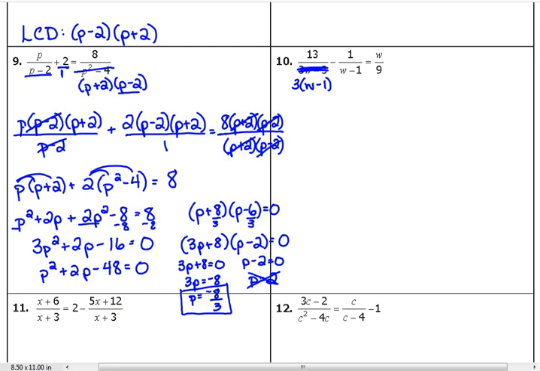We can factor a 3 out of that first denominator, and looky there, we've got overlap. We've got W minus 1 in 2 of our denominators. So that means our LCD is between 9 and 3. 9 is all we need. We don't need both 9 and 3. We just need the 9 and the W minus 1.